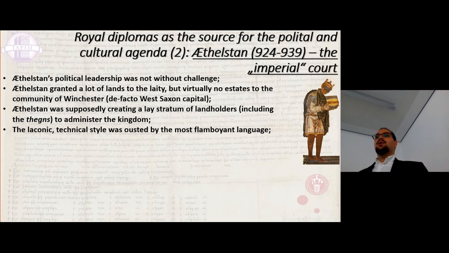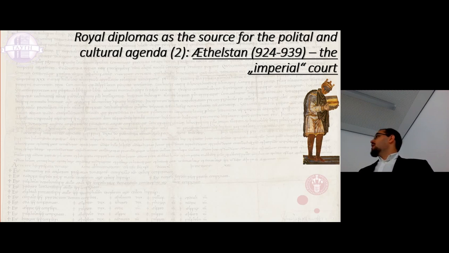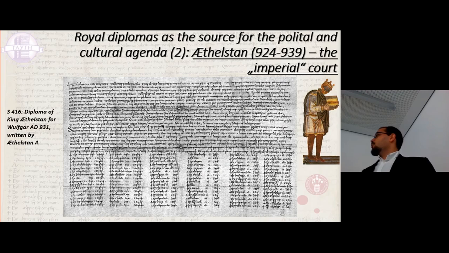His style was very flamboyant, and the best-known scribe is called Æthelstan A. We do not know if it was one person or an agency. Most scholars believe it was just one scribe. But anyway, if you take an iconic Anglo-Saxon charter, that would be Æthelstan A. Next one, please. This is what it would have looked like.